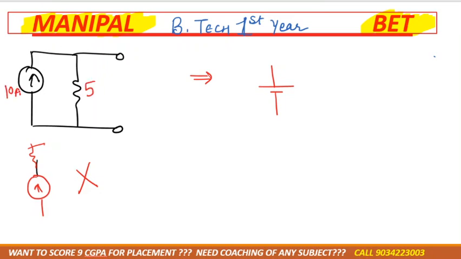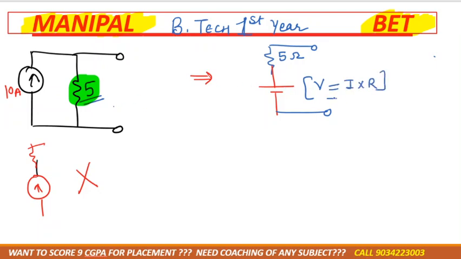Now suppose this is 10 ampere and 5 ohm and we need to convert it into the voltage source. The resistance which is connected in parallel, the same resistance would be connected in series with the voltage source. Here the resistance is 5 ohm, so here we'll connect 5 ohm. Now we need to calculate voltage, right? Because we want to convert from current to voltage. So it would be according to Ohm's law, V is equal to I into R.